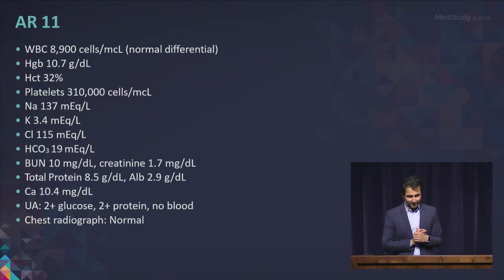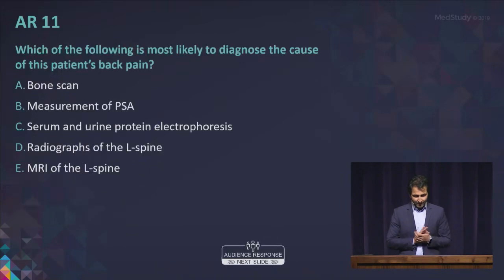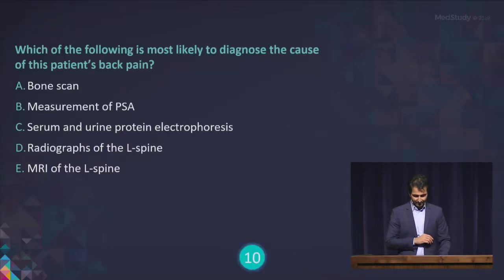So let's hit the highlights. A mild anemia, creatinine's up to 1.7, total protein's 8.5, albumin's 2.9, calcium's a little high at 10.4, and some protein in the urine. Back pain. Which of the following is most likely to diagnose the cause of this patient's back pain? Bone scan, PSA, SPEP and UPEP, lumbar spine radiograph, or MRI of the lumbar spine. What do you guys think?